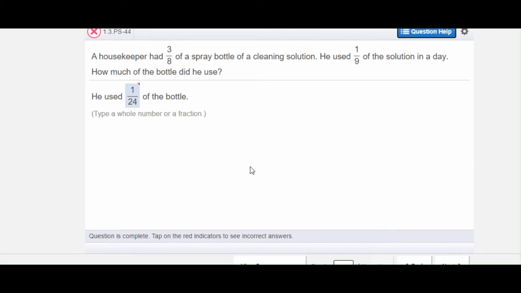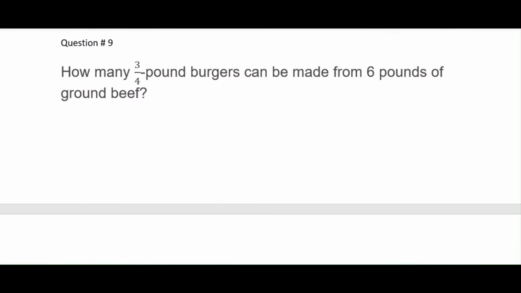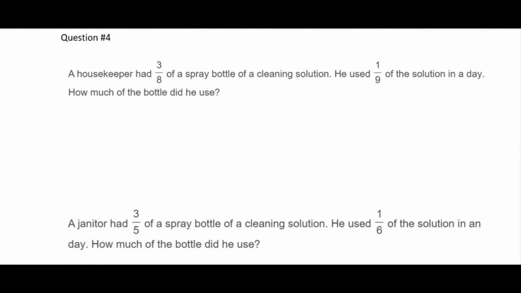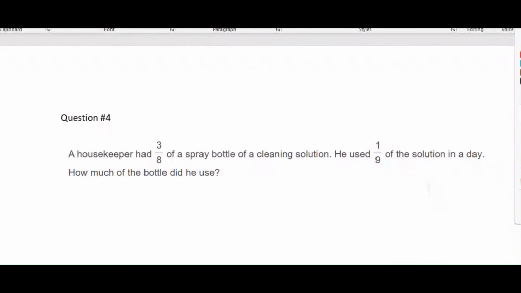A housekeeper had 3/8 of a spray bottle of cleaning solution. He used 1/9 of the solution in a day. How much of the bottle did he use? So we already know the answer is 1/24, but we need to talk about some logistics for this question. So here's the question right here, and I'm going to go over some logistics.